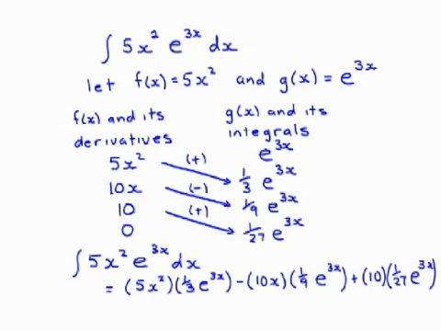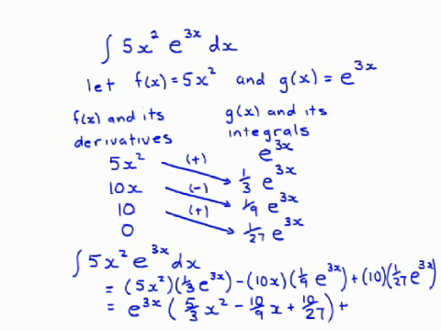Now, if you look at all of those terms, they all have an e to the 3x common to them. I'm going to common factor that out, and I get e to the 3x times, in brackets, the following quadratic expression: 5/3 x squared minus 10/9 x plus 10/27. And then we add to that c and indicate that c is an element of the real numbers.